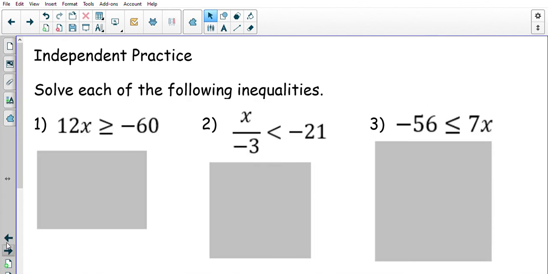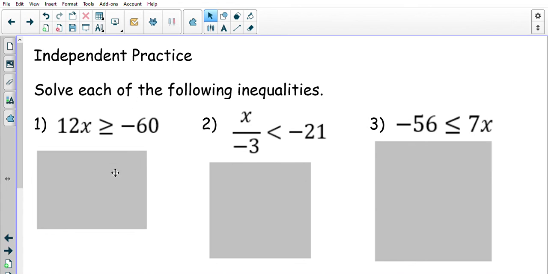All right, 3 problems for you to try independently. Pause the video, try all 3. I didn't ask you to graph these, just solve them. Okay, I hope you've tried all 3 of these. These are the last 3, and then we're done with the video for today.